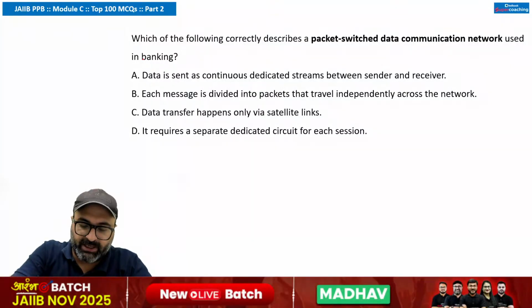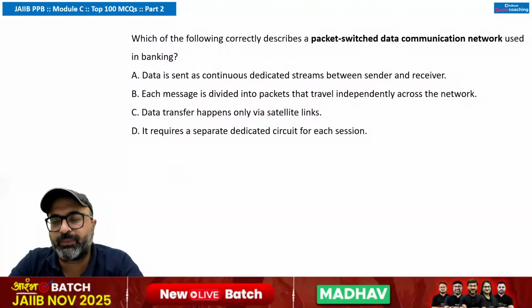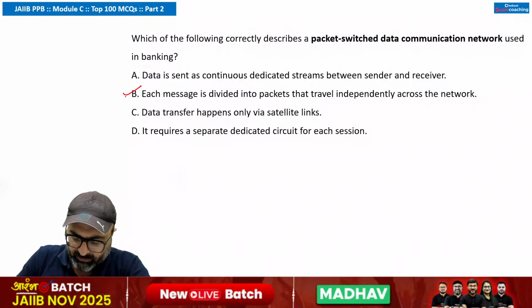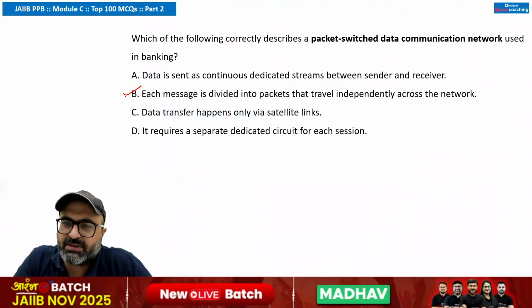So this is not the case. That is a wrong option. Moving on to the next one. What is the next point? The next point says each message is divided into packets that travel independently across the network. That is correct. So this is the way with the help of which the funds are transferred on a packet switch data.